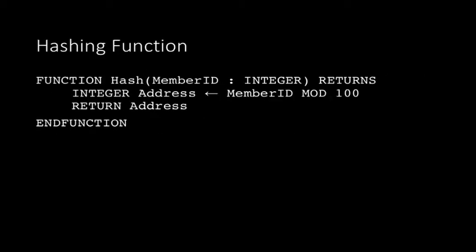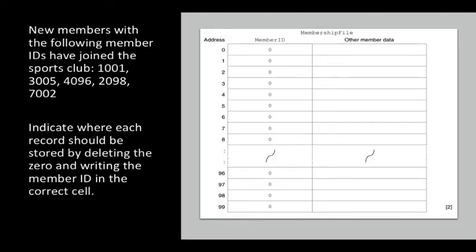The hashing function looks like this, and this has been written in pseudocode. Function hash returns integer, address is member ID mod 100, return address, end function. So let's have a look at the empty thing. The new members with IDs have 1001, 3005, 4096, 2098, 7002. I'll do the first one with you to help you go through it.